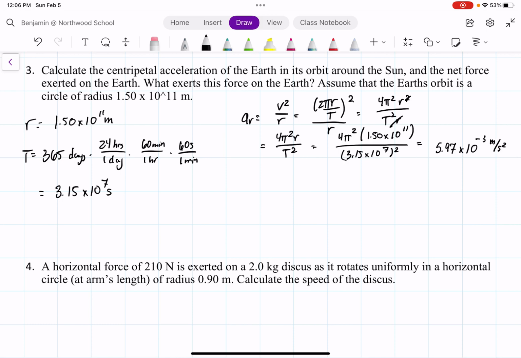Then we also know that the net force is equal to m times a_R, where the mass of the Earth is going to be 5.96 times 10 to the 24th. So we have 5.96 times 10 to the 24th times 5.97 times 10 to the negative third. And we're going to find that that is equal to 3.56 times 10 to the 22nd newtons.